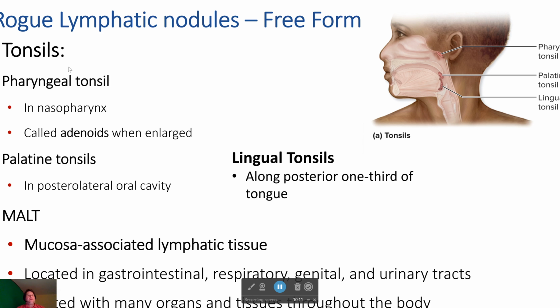Tonsils have a bunch of them. So the tonsils: the pharyngeal tonsil, in the nasopharynx. Here you can see where the pharyngeal tonsil is, in the nasopharynx. Enlarged adenoids kind of cut off the air through there. Palatine tonsils, you can see from the palate. Lingual tonsils at the back of the tongue. And then mucosal-associated lymphatic tissues.